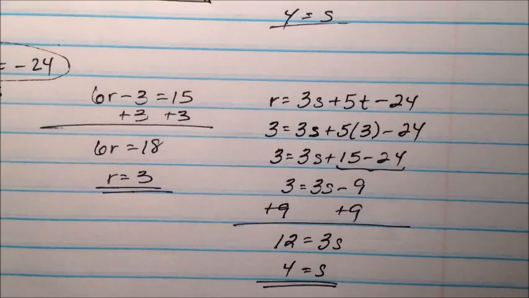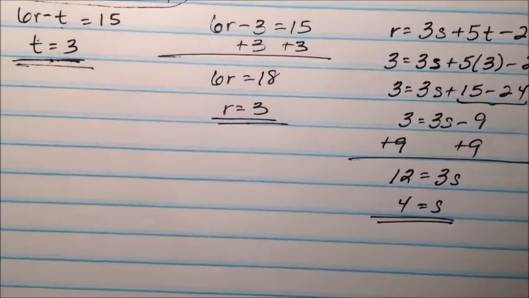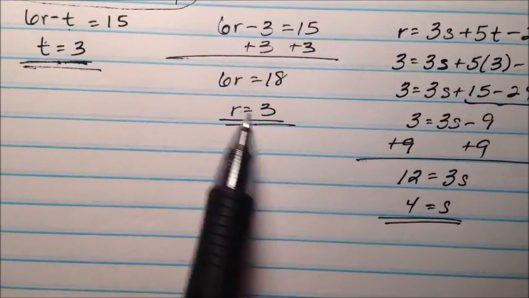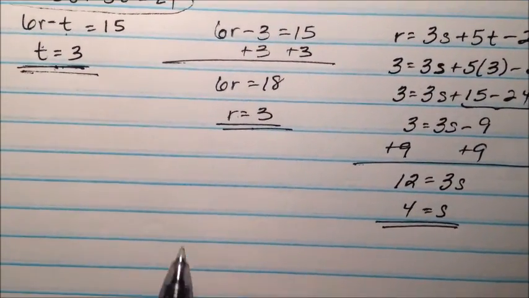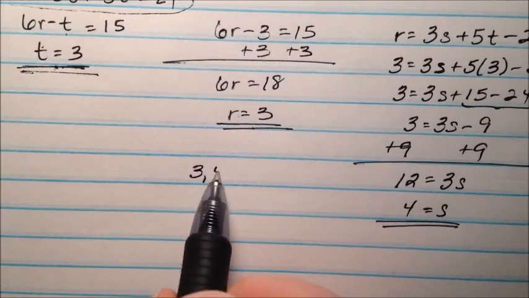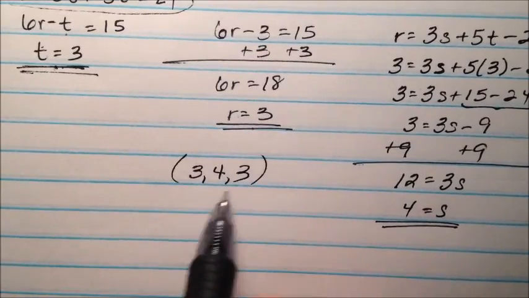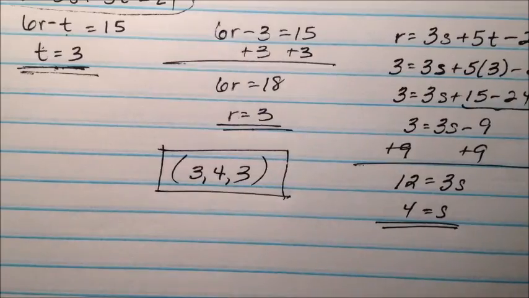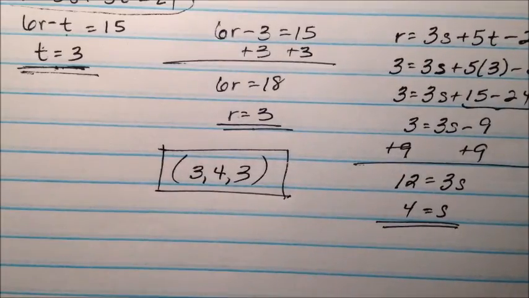So since we have three unknown values, instead of just an ordered pair like we've seen before, now we're going to have an ordered triplet. And we're going to put them in alphabetical order, R, S, T. So 3, 4, 3. And there's my solution for number 39.